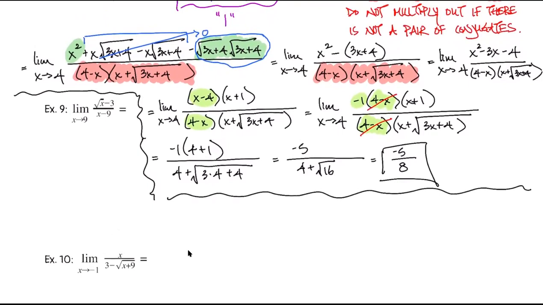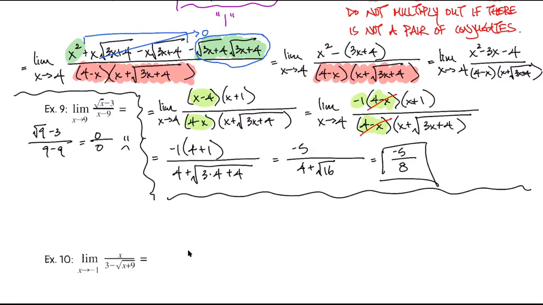So number 9, like all the other ones, I'm going to plug in 9 and see what happens. I plug in 9, I get square root of 9 minus 3 over 9 minus 9. I get 0 over 0. That is that indeterminate case. Indeterminate case means I need to think of a strategy. I could try factoring. That actually works for this one. So for those of you who are pretty good with your factoring, you can absolutely factor this one, okay?